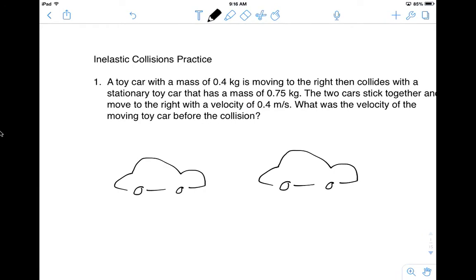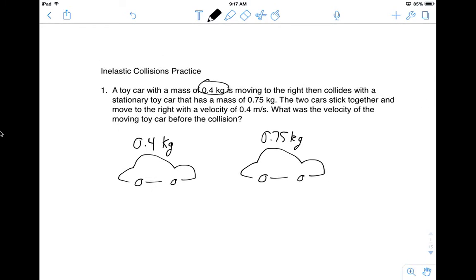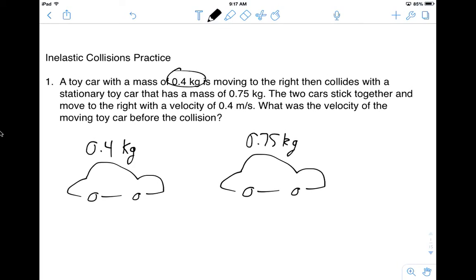Okay, so at this point it's really nice to label the stuff they gave me. So they gave me 0.4 kilograms, so I'm going to label that there. They also gave me 0.75 kilograms, so I'm going to label that there. They also give me some information about the velocity. Oh, they actually don't, do they? Perfect. Well, I do know that this car is the stationary car, so it's going to start off with a velocity of 0 meters per second.